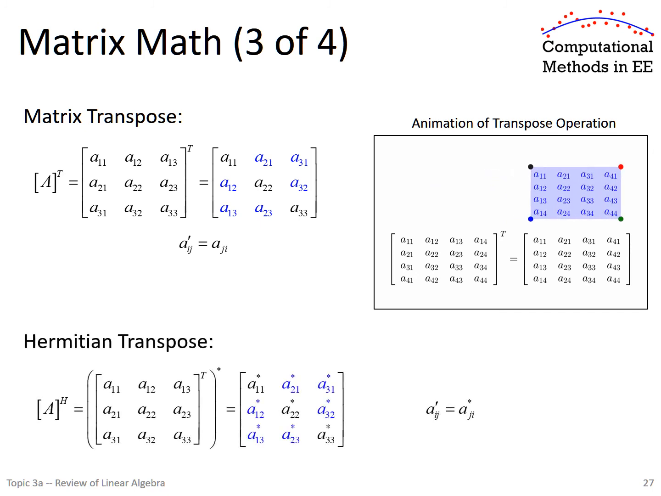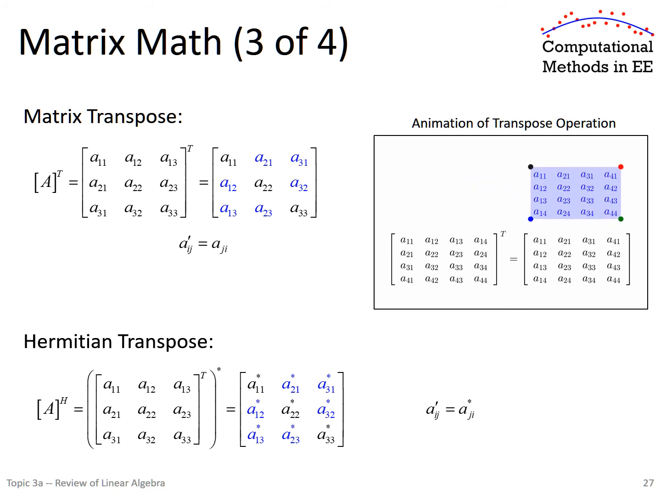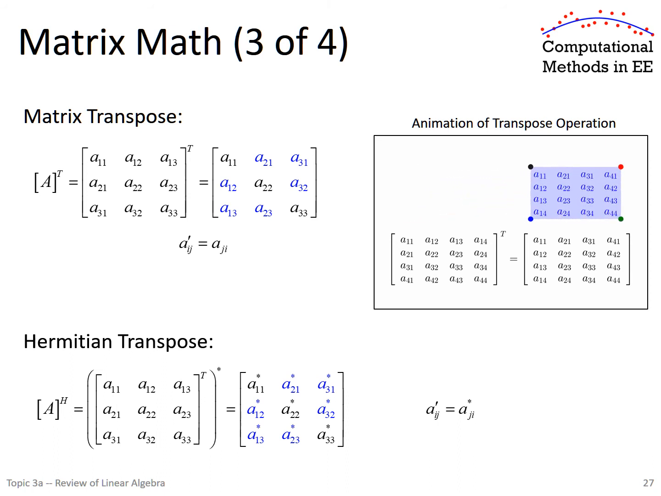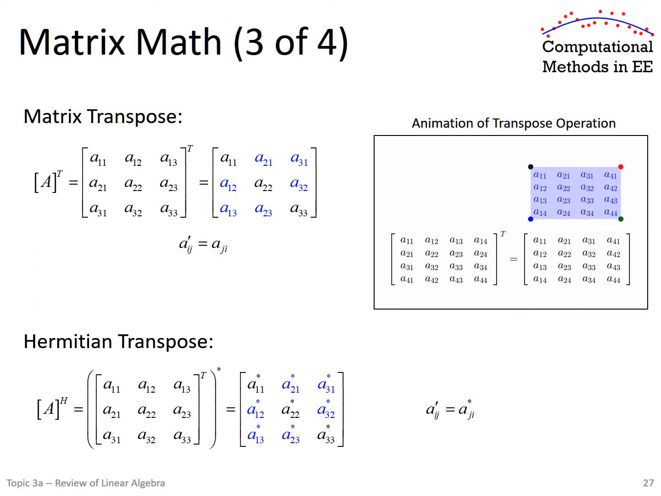Very similar to a matrix transpose is what's called a Hermitian transpose, sometimes just called the Hermitian, sometimes called the complex transpose. It is a transpose operation followed by a complex conjugate of every single number in the matrix. Very often when we are solving differential equations and we have complex numbers, when we want to do a transpose, it really needs to be a Hermitian transpose in that case.